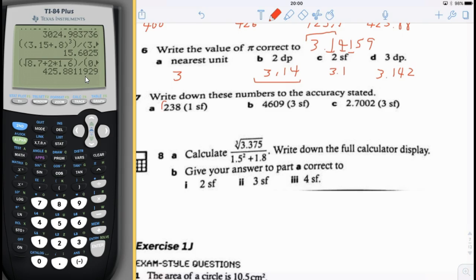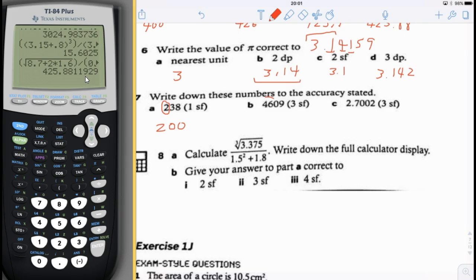238. One significant figure would be the 2 here. So we're going to keep the 2, and then is the 3 enough to round the 2 up to a 3? No. So we replace the 3 and the 8 with just zeros to make sure that the 200 stays 200 and doesn't become 2.